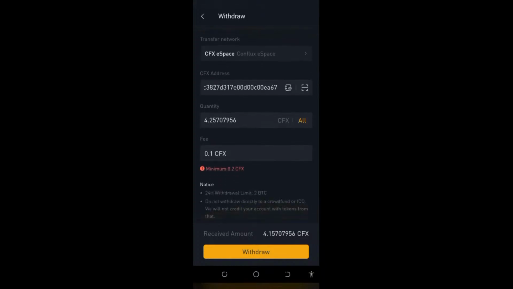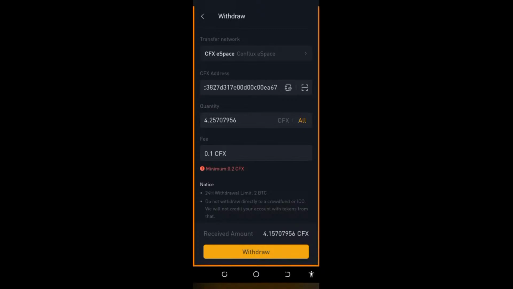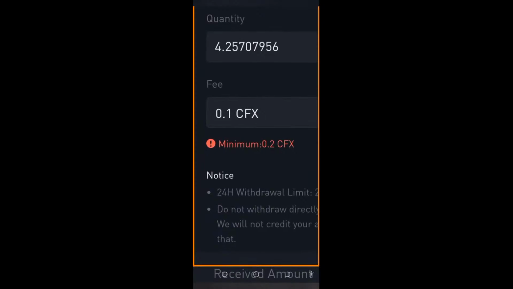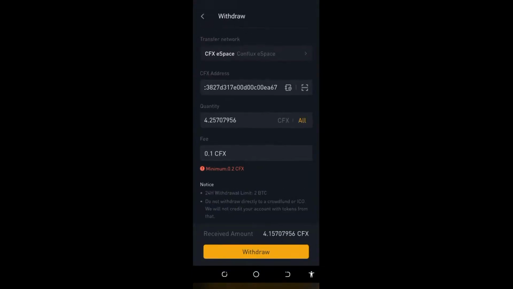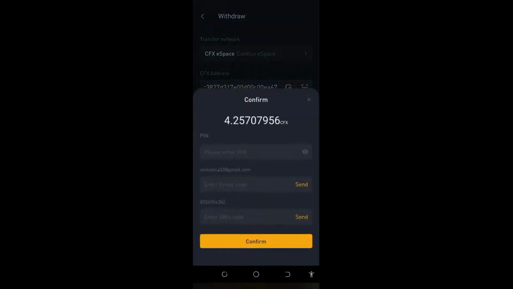What do we get? 4.15. Good. And I knew we were going to lose some money, but that's fine. The fee is 0.1 CFX. Okay, great, no problem, as long as I get my money out. I mean, all we were doing was risking $1, right? So let's go ahead. I'm just going to put in all my details and I'll see you on the other side.